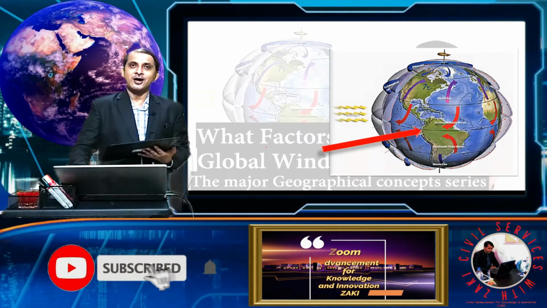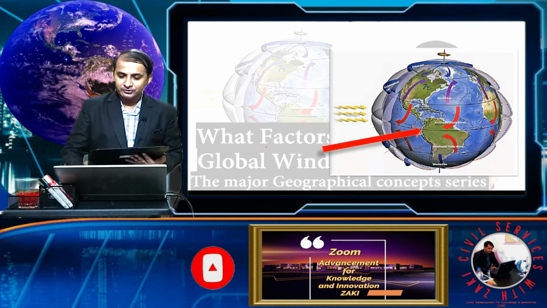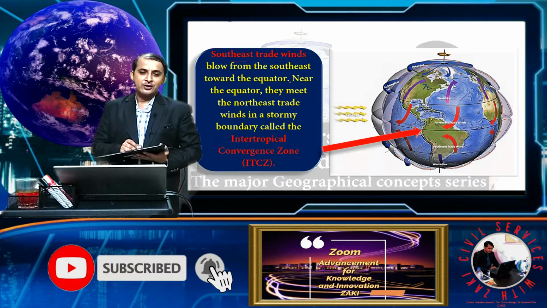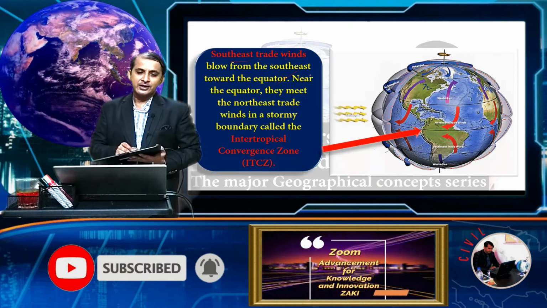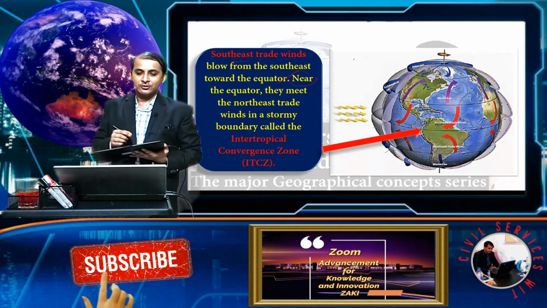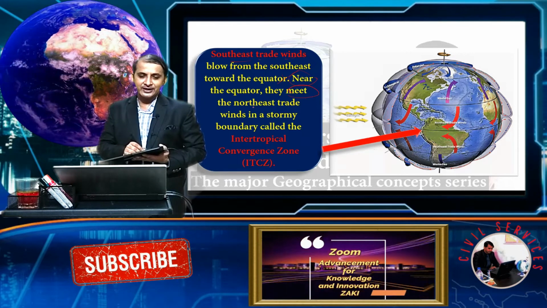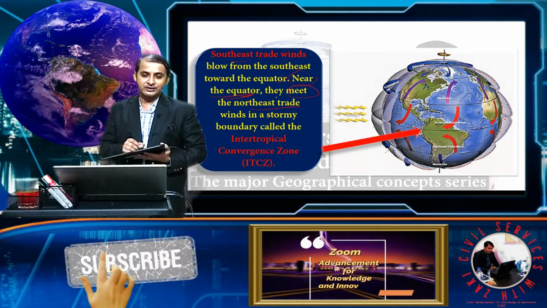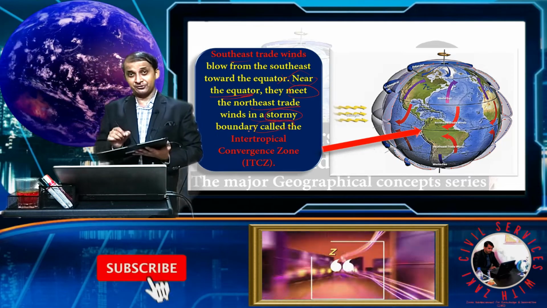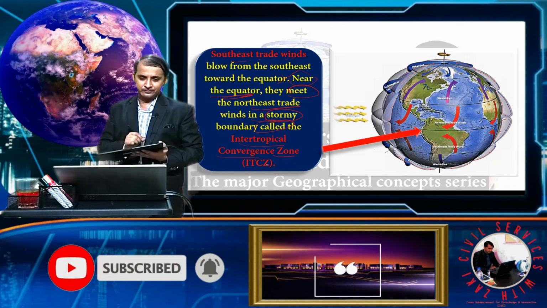So let's move forward and see another type of wind: the southeast trade wind, also found in the southern hemisphere. The southeast trade wind blows from the southeast toward the equator, and both winds coming from the north and south converge and meet near the equator. This area is a very stormy boundary, and this stormy boundary is called the intertropical convergence zone.